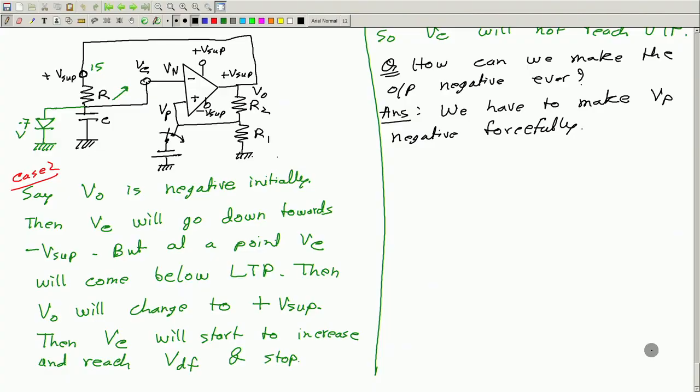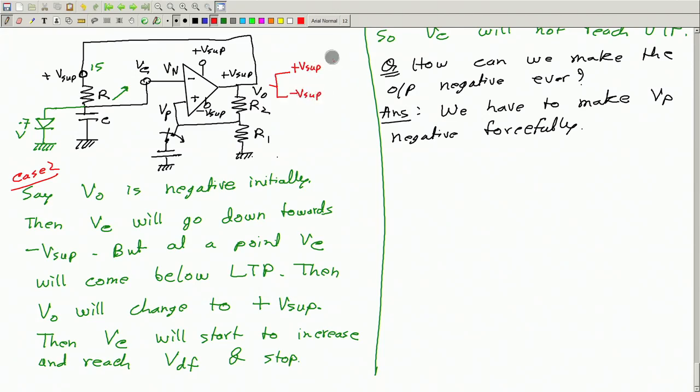Looking at this monostable multivibrator or oscillator circuit, so far we have seen that this circuit has two possible outputs or two possible states, you can say, and the output VO can be either positive or negative, plus V supply or minus V supply.